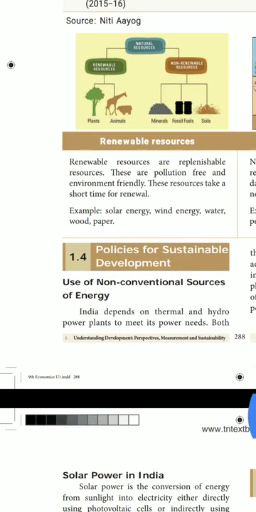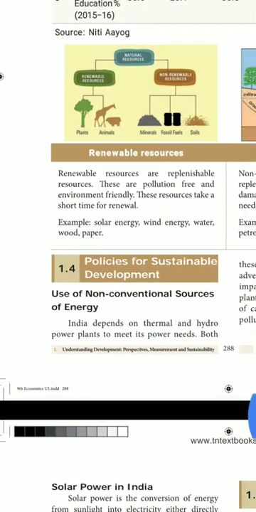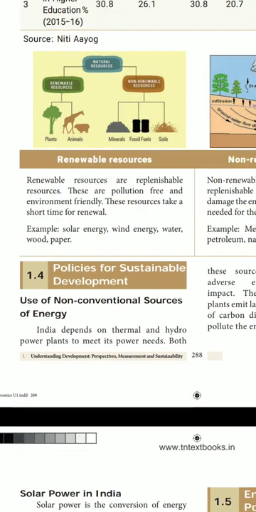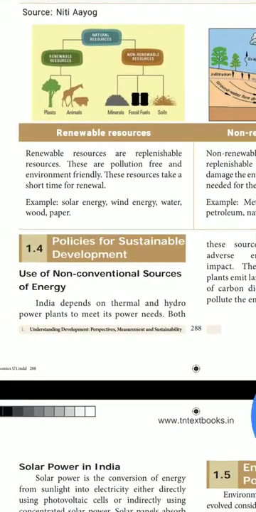So, renewable resources are replenishable resources. These are pollution free and environment friendly. These resources take a short time for renewal. Okay. So, what do you know about renewable resources and non-renewable resources? From this picture itself, you can understand. This is renewable resources and non-renewable resources.